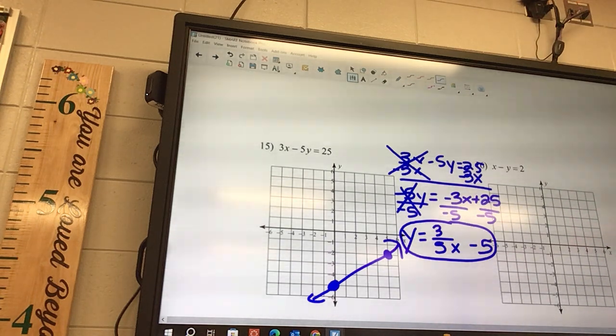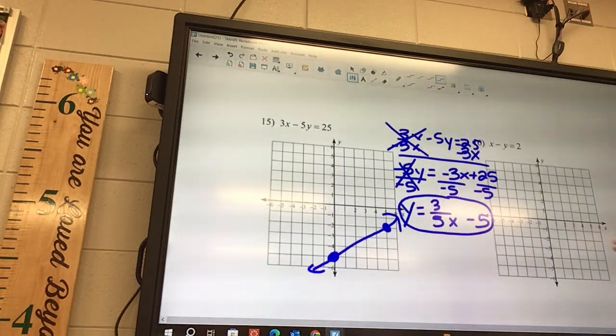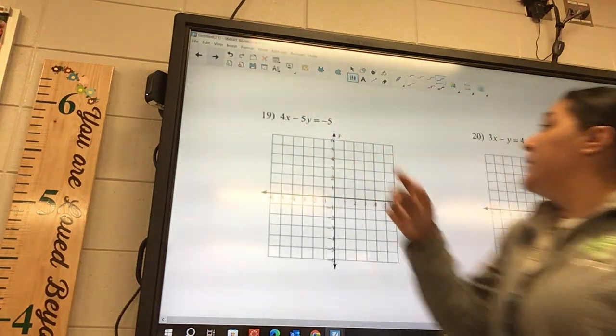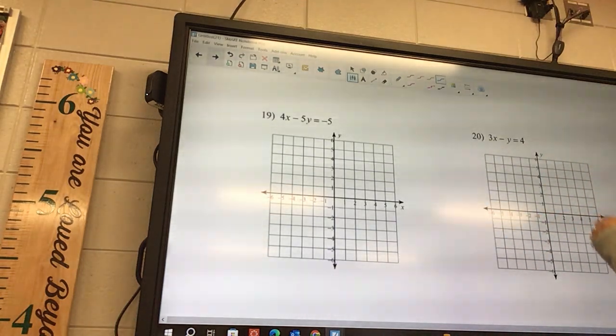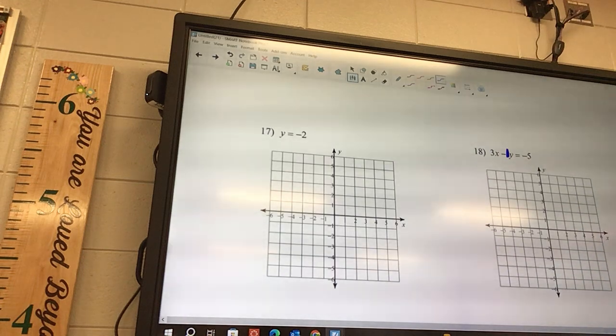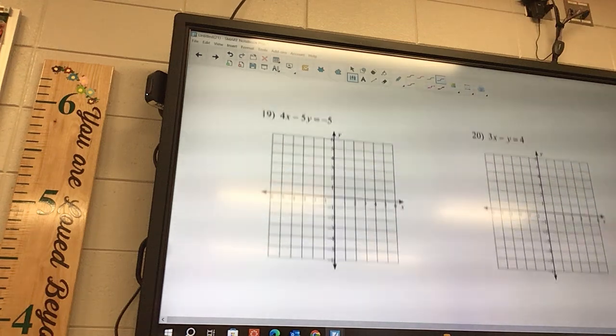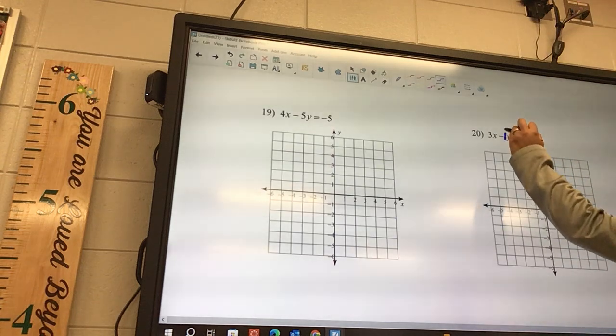You're going to cross off 17. Just because I'm thinking about it, number 18, you need to put a 1 there in front of the y. Okay, and number 20, you need to put a 1 there in front of the y.